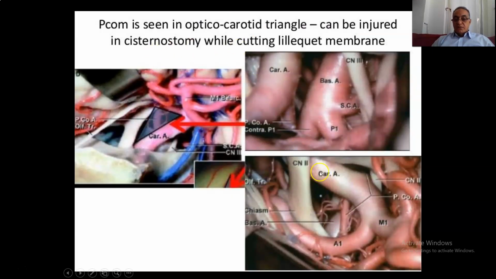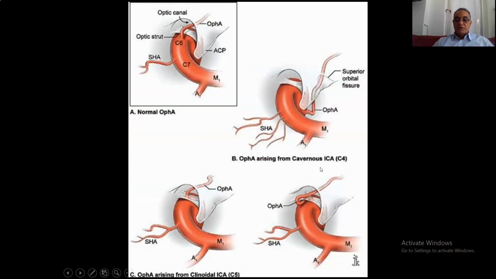Again, carotid, optic, optico-carotid triangle, PCOM, ophthalmic segment in between. In most of the cases, the ophthalmic artery arises after the carotid leaves the canal, the dural ring, not in the cavernous sinus, but in 6% it can arise from inside the cavernous sinus. And you see here always the superior hypophyseal artery. It is the only medial branch of the internal carotid artery. Remember this.